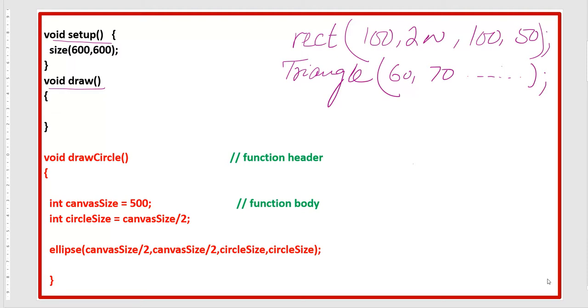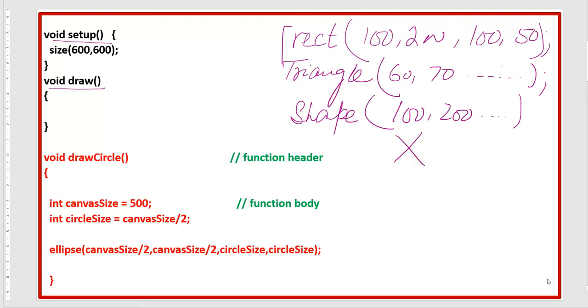But suppose you make your own function, and the function name is shape, right? We will write down shape and then give some parameters, whatever, 2 or 3 or 4. What do you think? Will you get a shape? No, because these are predefined functions. These functions are already in Processing. Someone has made these functions, but shape is not one of them.